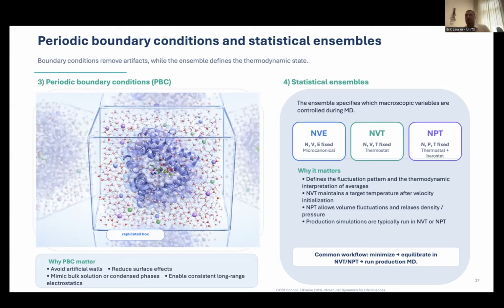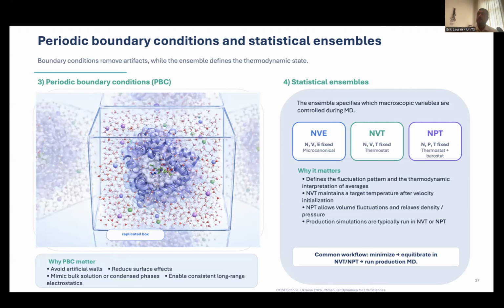And what happens in the original box will happen also exactly in the same way in the reproduced boxes with the periodic boundary conditions. So if you work with an environment surrounding your molecular system, if you want to work with a bulk model, you have to apply periodic boundary conditions.